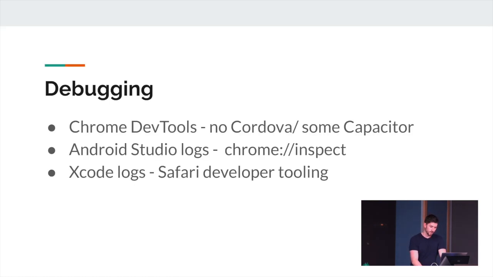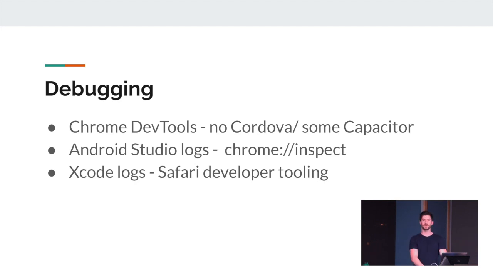Now, as far as debugging goes, if you're running your application as a normal web app with ionic serve, you can use the Chrome DevTools. However, there's no support for Cordova. So if you're doing any sort of debugging of your app icon or your splash screen, and it's coming from Cordova, you won't be able to see that. However, there are some Capacitor plugins that do work. And we'll be able to see that in the demo.